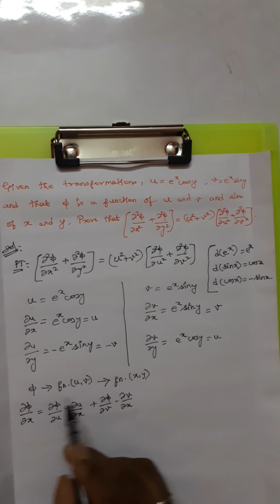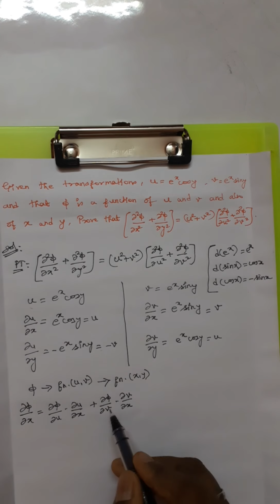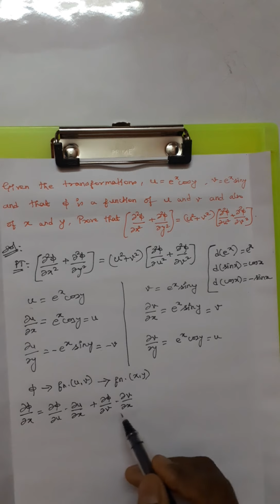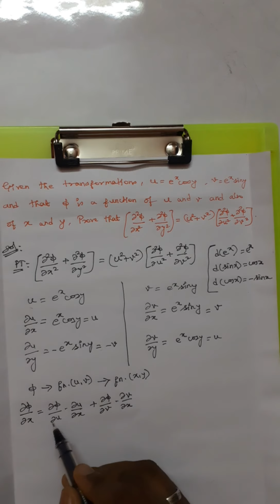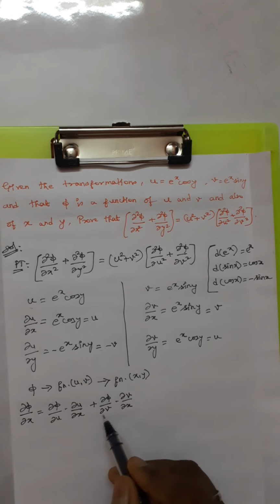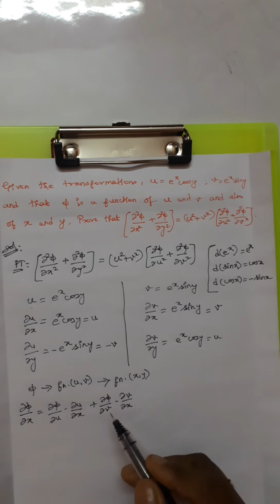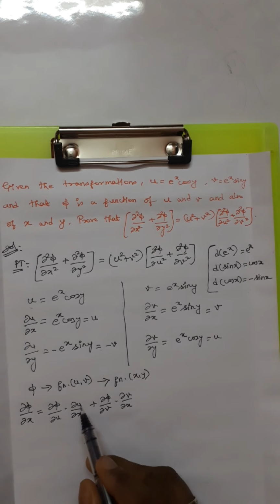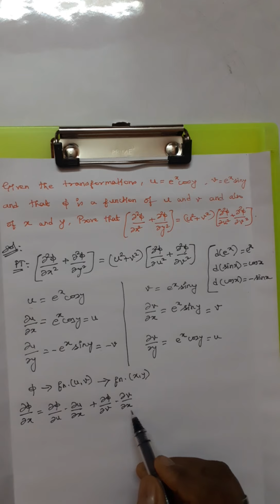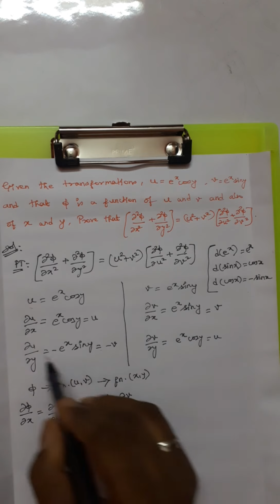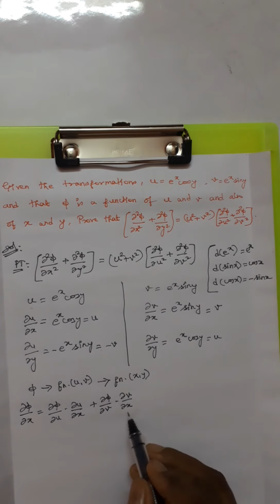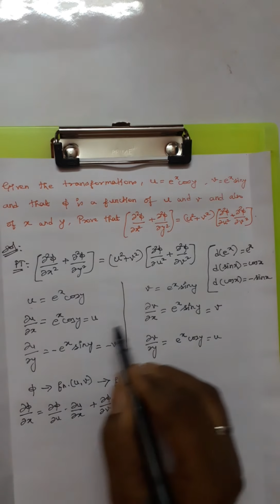Because phi is a function in terms of u and v, that is why we split and write it in terms of u and in terms of v. In case we cancel the dou u's and dou v's, we get the same term which we have in the LHS, dou phi by dou x. Right? The values of these partial derivatives dou u by dou x, dou v by dou x, we have already found here.